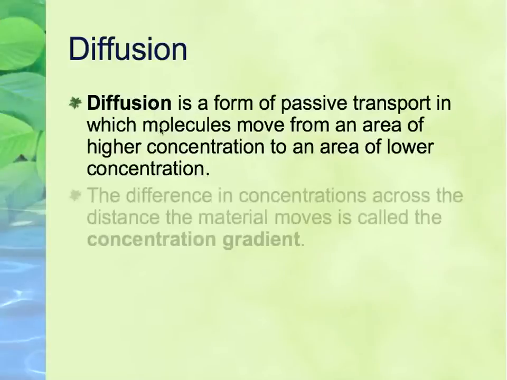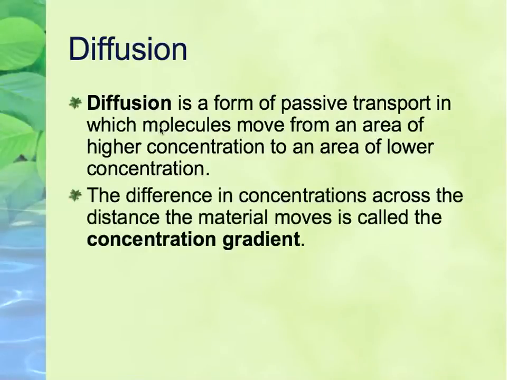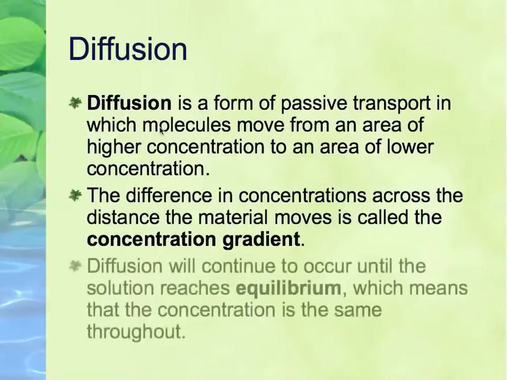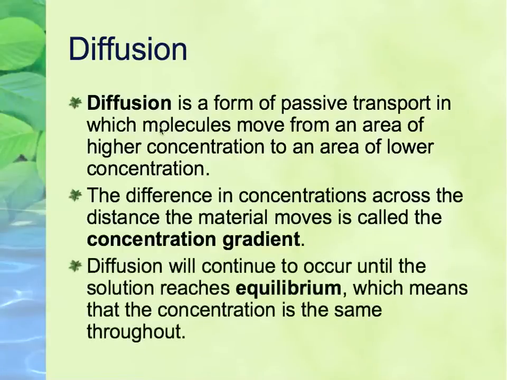All right. The difference in concentrations across the distance is called a concentration gradient. And I like to think of this as a slide, and I'll give you an example in a minute. But diffusion continues until equilibrium is reached. And equilibrium means that the concentration is the same throughout whatever we're dealing with.